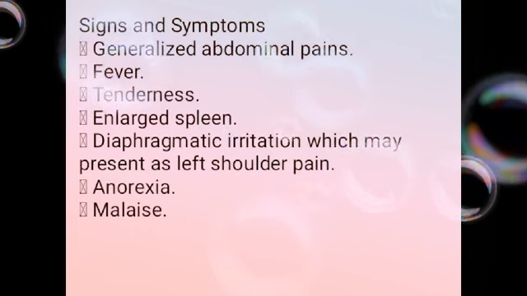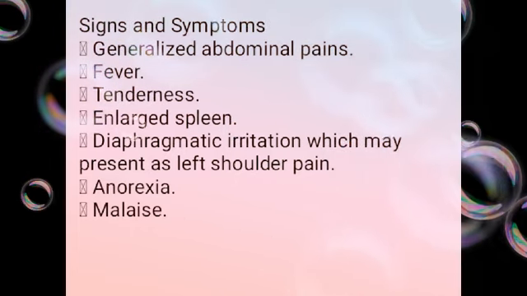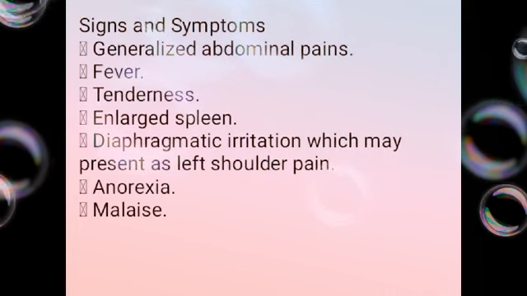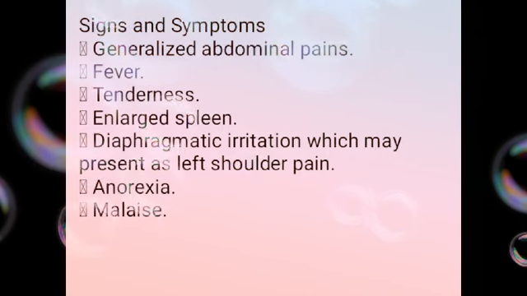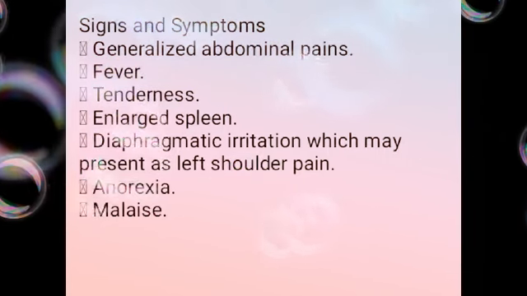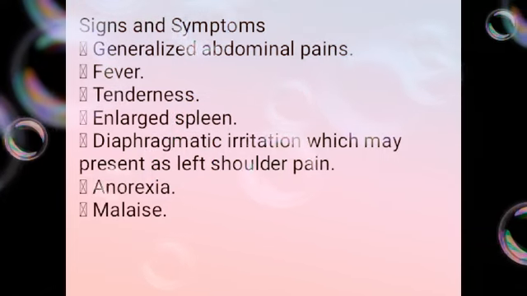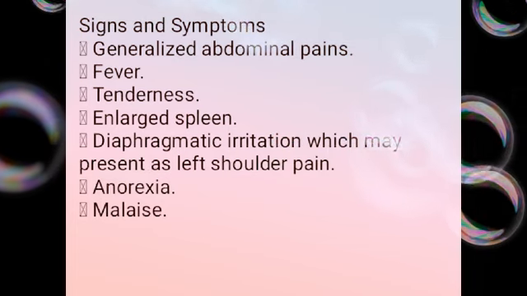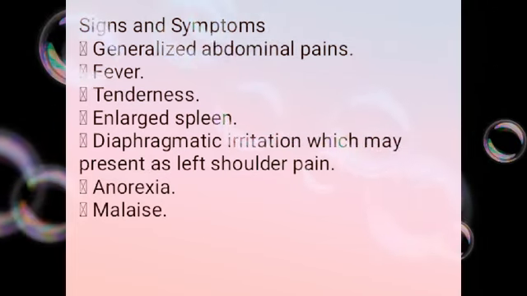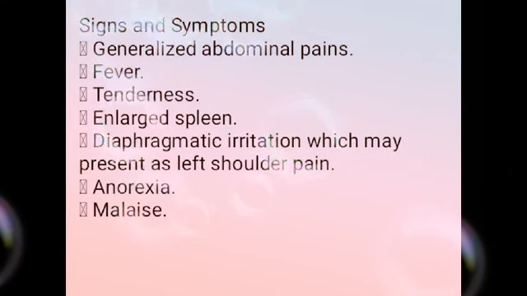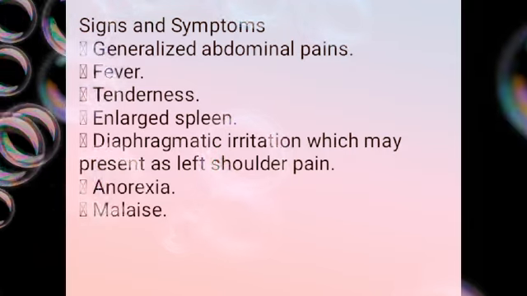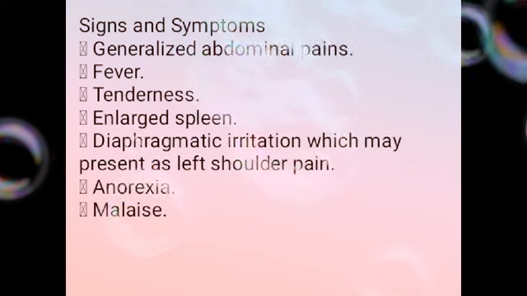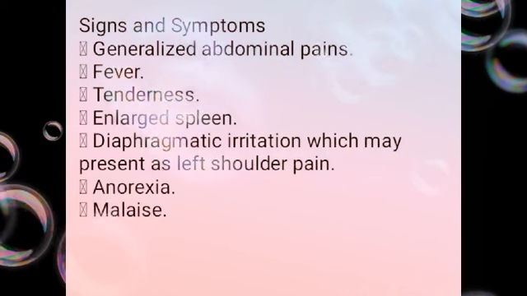Then there will be diaphragmatic irritation, which may present as left shoulder pain. Diaphragmatic, in this case, we are talking about the inflammation of the diaphragm, because we said that the spleen is just inferior to the diaphragm but adjacent to it. So when it is infected, there are high chances of the diaphragm also becoming inflamed, and it is going to result in irritation, more especially as the person is breathing in and out. Due to the contraction and relaxing of the muscles of the diaphragm, there is going to be this irritation, and this at the end is going to lead to anorexia, which is the loss of appetite.